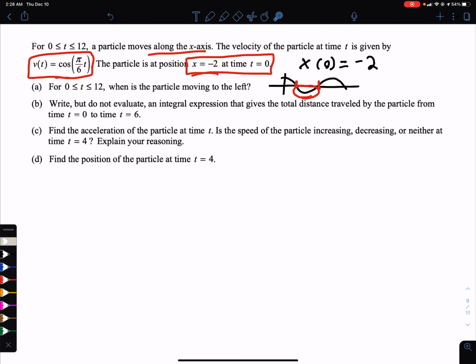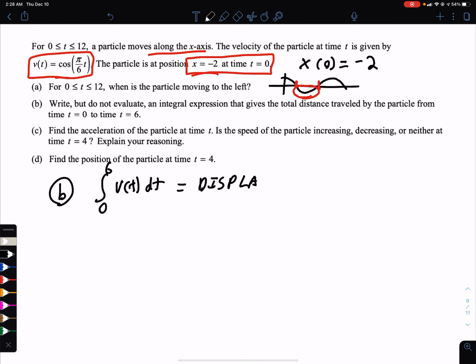Find an expression that gives the total distance traveled by the particle. Total distance traveled. So let's look at B. How do I find the distance traveled? I'm not looking for displacement. Let me explain. If I integrated v of t from 0 to 6, that would be displacement. I can put that in my calculator and find that, meaning where do I end up compared to where I started?